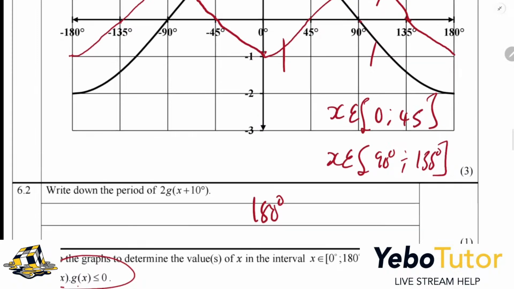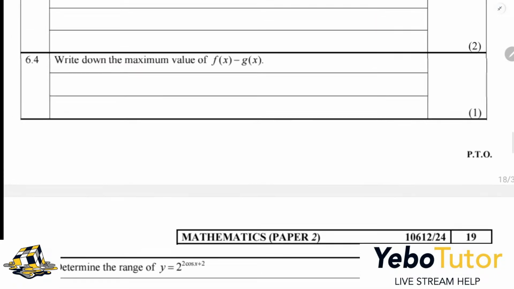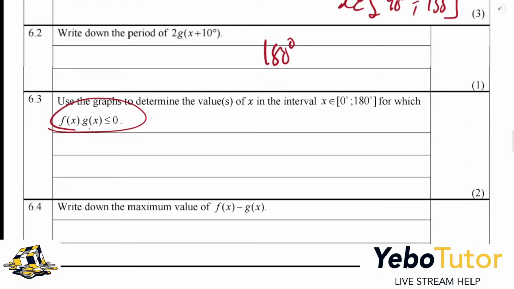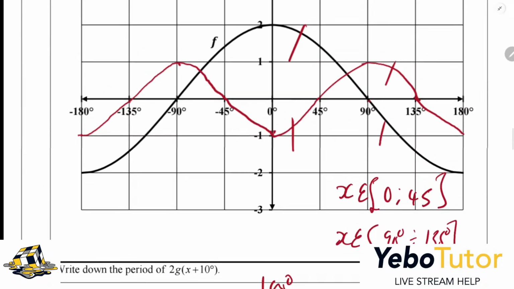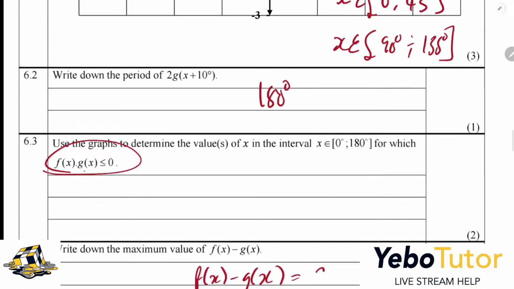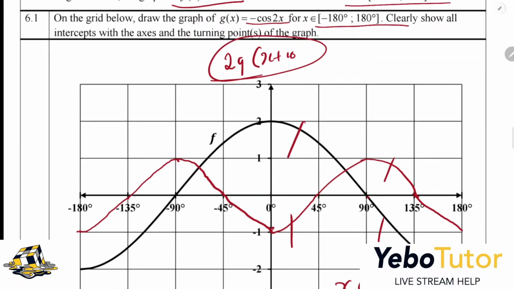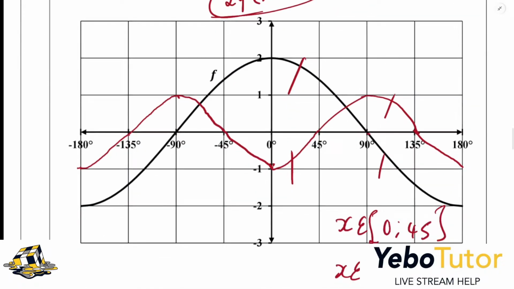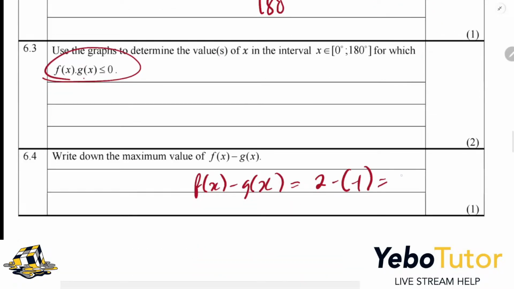6.4, write down the maximum value of f of x minus g of x. Guys, so we know that this will be your f of x minus your g of x. Your maximum value of f of x is 2. So that will be just 2 minus your maximum of g of x. I'm sure you see your maximum value, which we have there. And your maximum for that is going to be 1 over this. That will be negative 1. That will just give you positive 3. So that will be the maximum value between the two functions.